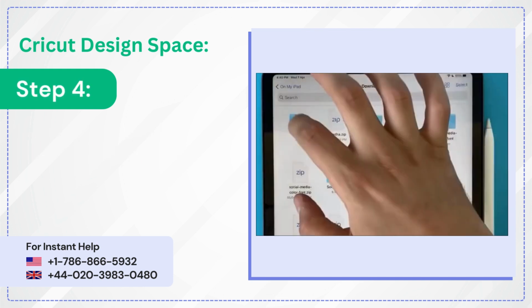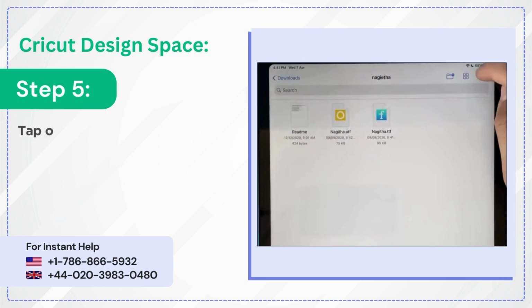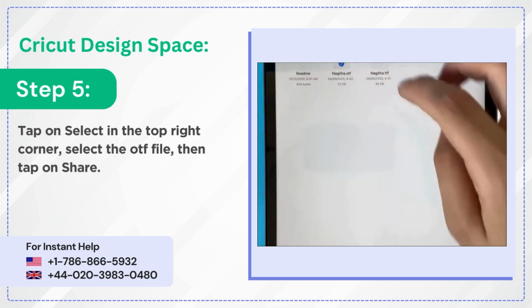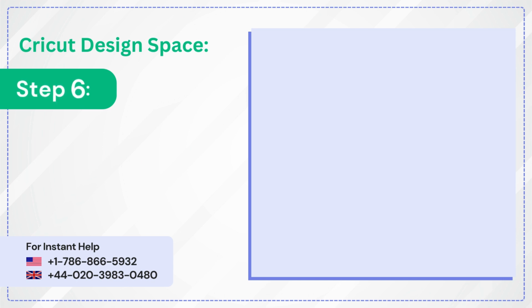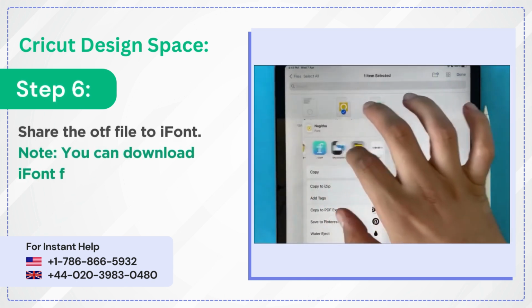Step 4. Open the font folder. Step 5. Tap on Select in the top right corner. Select the OTF file, then tap on Share. Step 6. Share the OTF file to iFont. Note, you can download iFont from your App Store.